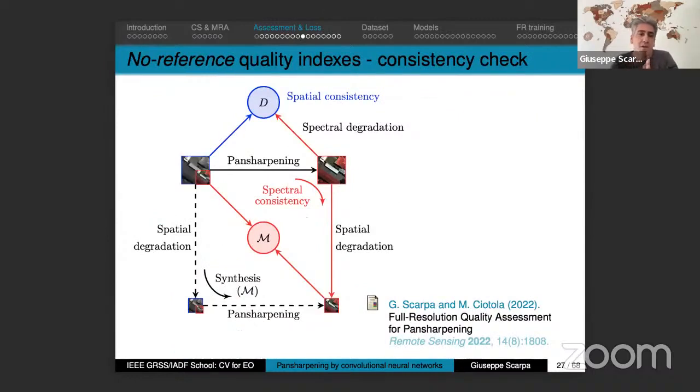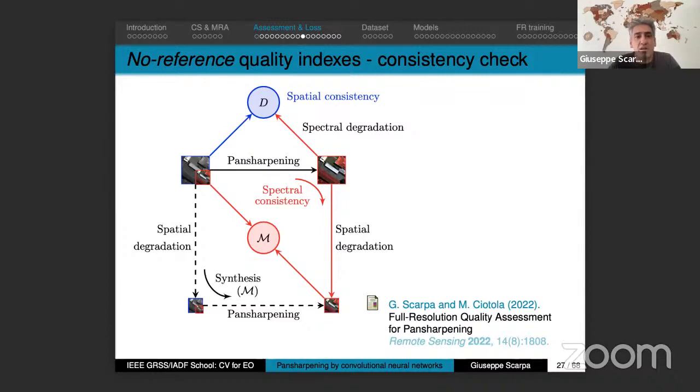In contrast to these indexes that require the availability of reference images, ground truths, there are others, as I said above, to check consistency rather than synthesis properties, and these do not need ground truth images. For this reason, these are often referred to as no reference quality indexes. The difference between synthesis and consistency check in the specific context of pan sharpening is summarized in this picture.